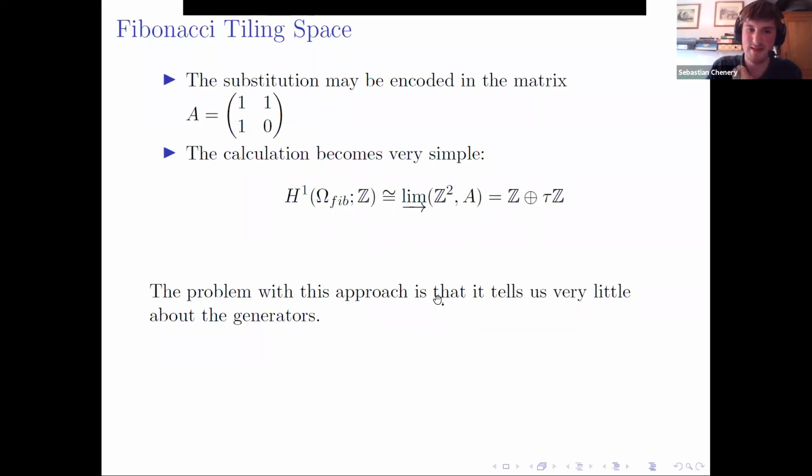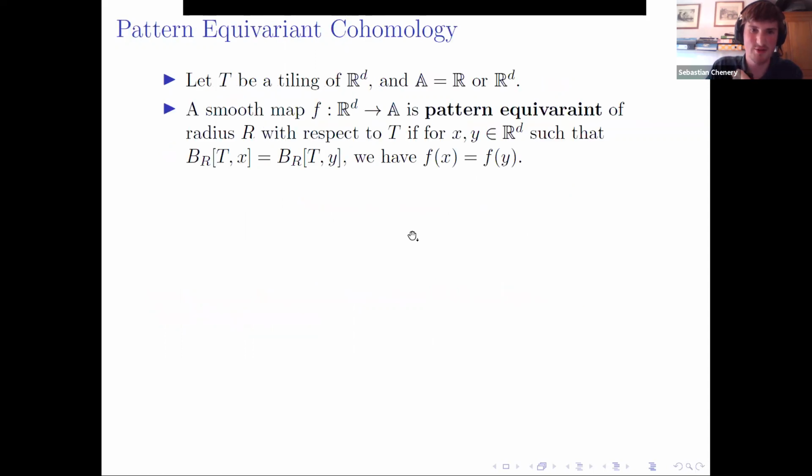But yes, the problem with this approach is that we know very little about the generators. We'd like to know what the cohomology of a tiling space looks like and how it reflects the structure more concretely, in a sense. I mean, this has given us a way to calculate, and the way we're going to describe shortly is by no means easier, but it will help us see what's going on. So I want to talk about things called pattern equivariant functions.